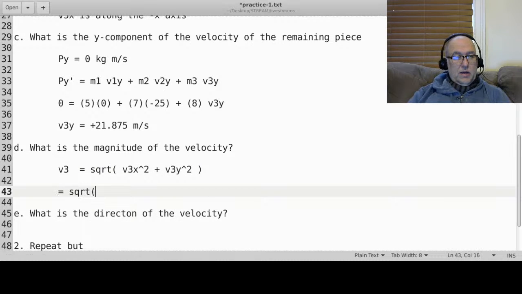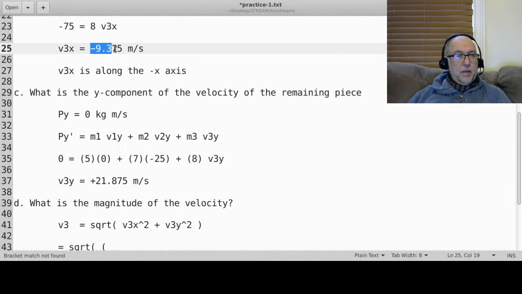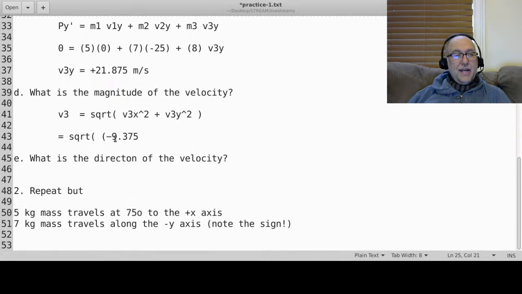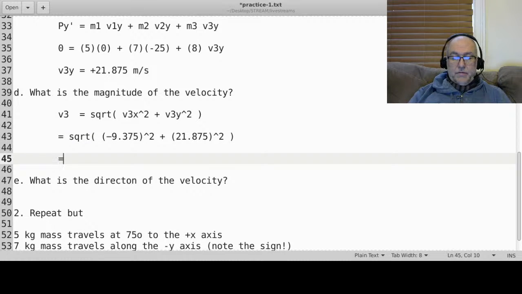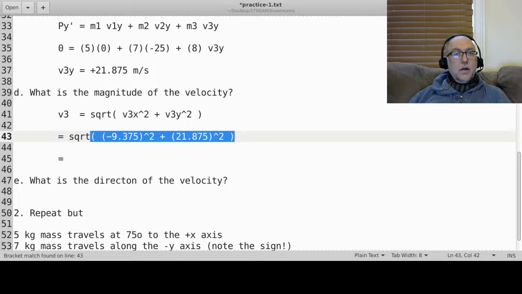Okay, so the Pythagorean theorem gives you the magnitude. That's equal to the square root of, and the first number we got is this. The negative sign actually doesn't matter because it's just going to get squared. When we square the negative, it'll go away. Okay, and it's this number right here. I put the positive in there just to emphasize that it was in the positive y direction. We don't really need it. Okay, like that. And that gives us, let me quickly work that out.